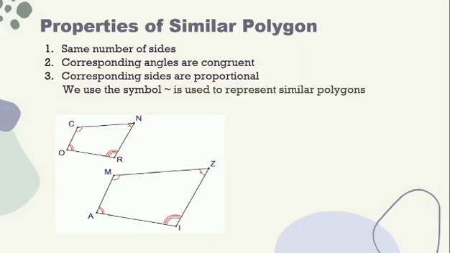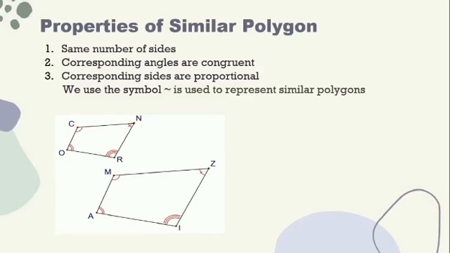Now let's talk about the properties of similar polygons. Similar polygons must have the same number of sides. There is no way a triangle is going to be similar to a rectangle or a pentagon and so on.